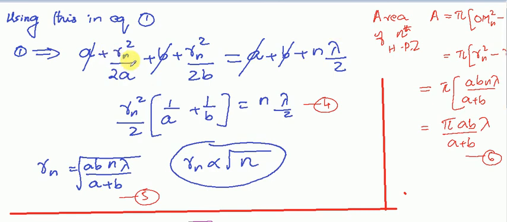Cancel the a and b terms, and Rn square by 2 can be taken outside, times 1 by a plus 1 by b, equal to n lambda by 2. That's equation number 4. Now we can rearrange. In 1 by a plus 1 by b, you can make the LCM common, that becomes a plus b divided by ab, and take that to the other side, it will become ab by a plus b. So we get Rn, the radius of the nth zone, is equal to root of ab divided by a plus b times n lambda, or Rn, the radius of the nth zone, is proportional to the square root of natural numbers.